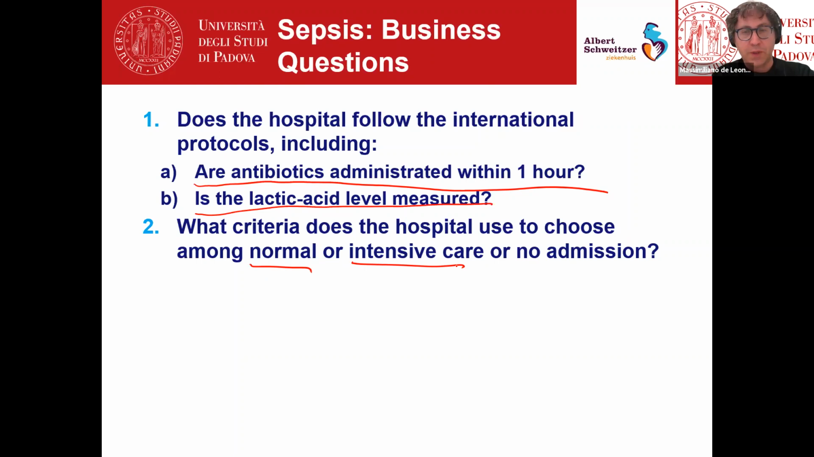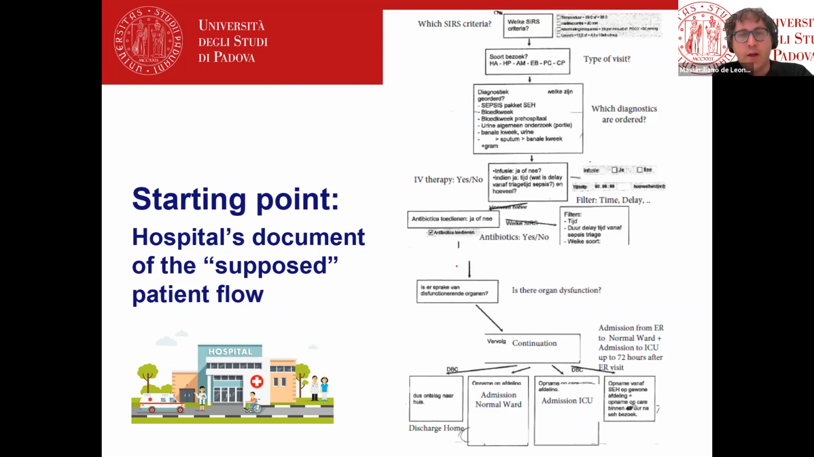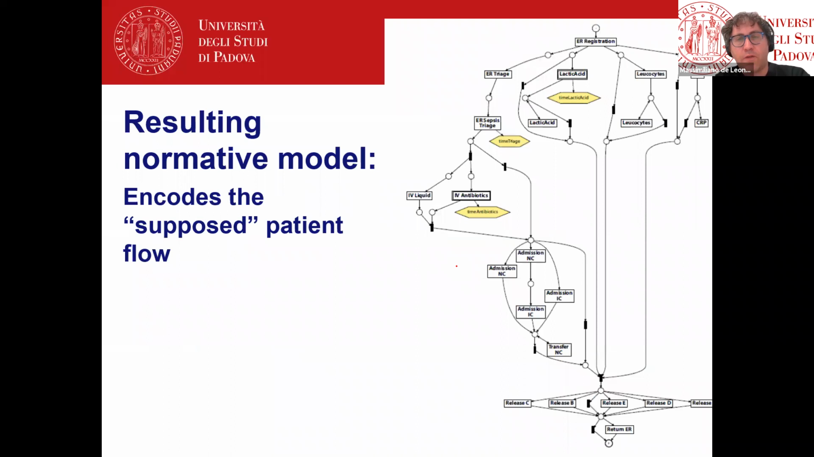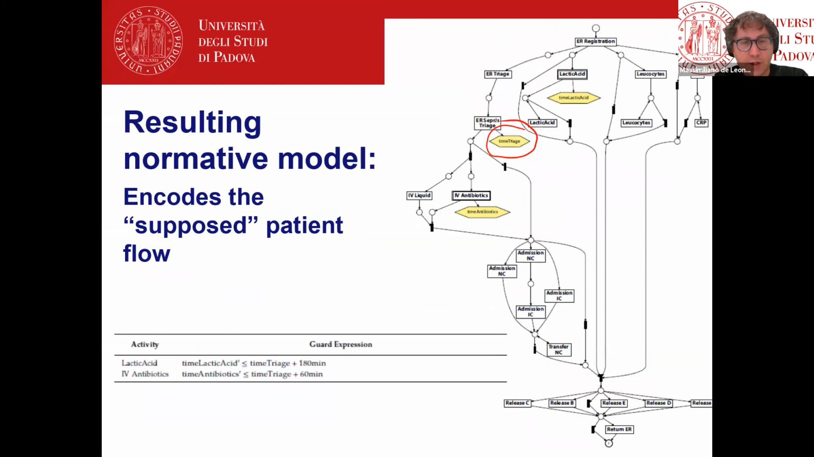Fortunately, here we were in a good condition. They had documents that explained the protocols that the hospital was following. So we got some kind of flow chart explaining the process that was supposed to be executed in the hospital. This was converted into a Petri net with data. You observe there are also variables written by transitions. And then we encoded some expressions to make sure that antibiotics are indeed given within 1 hour, and lactic acid is measured within 3 hours.